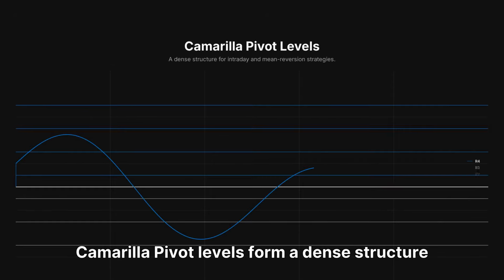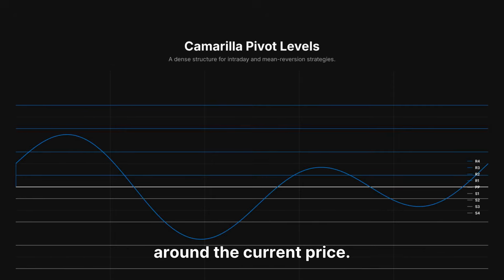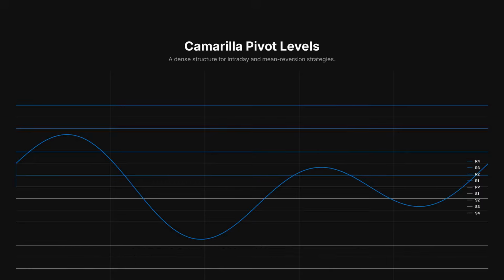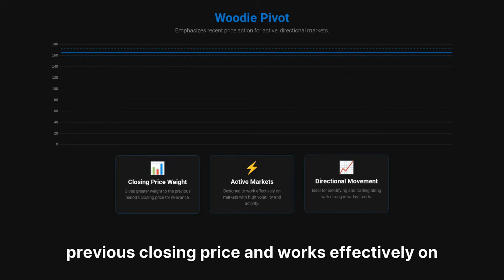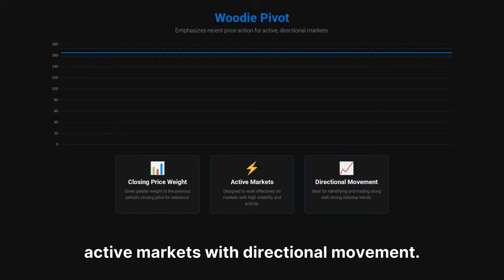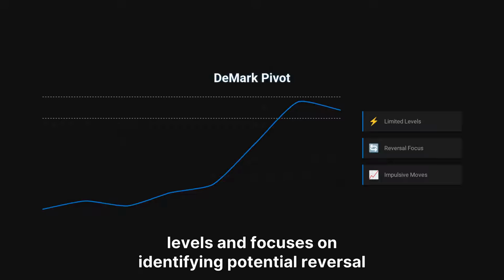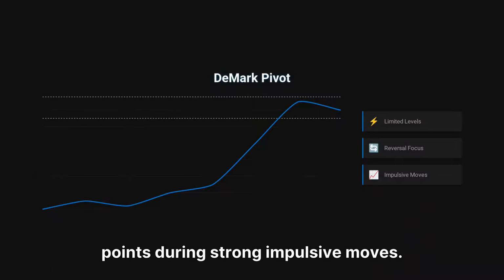Camarilla pivot levels form a dense structure around the current price. They are commonly used for intraday trading and mean reversion strategies. Woody pivot gives greater weight to the previous closing price and works effectively on active markets with directional movement. DeMark pivot uses a limited number of levels and focuses on identifying potential reversal points during strong impulsive moves.